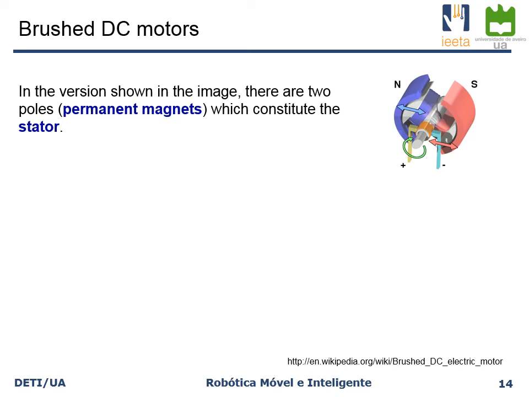So let's start by looking now into the brushed DC motors. In the version shown here in this image, there are only two poles. Two poles are not enough to ensure that the motor will start. So normally these brushed DC motors will have at least a minimum of 3 poles, but to demonstrate the principle, this is good enough. These poles are what we consider the stator. So this is the non-moving part of the motor. They are permanent magnets. This one is the North Pole magnet and the South Pole magnet.